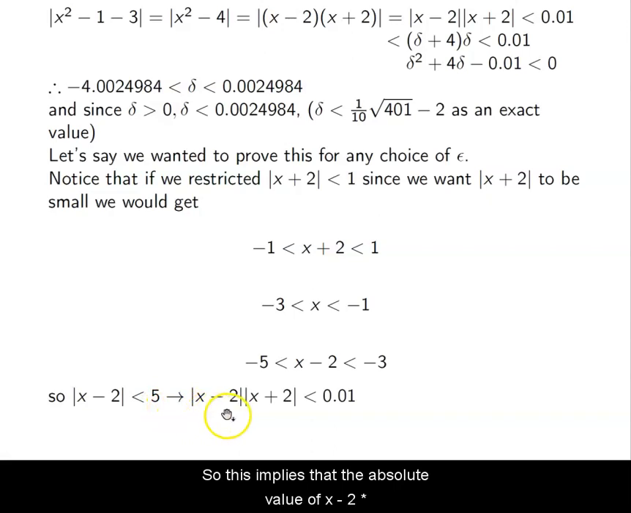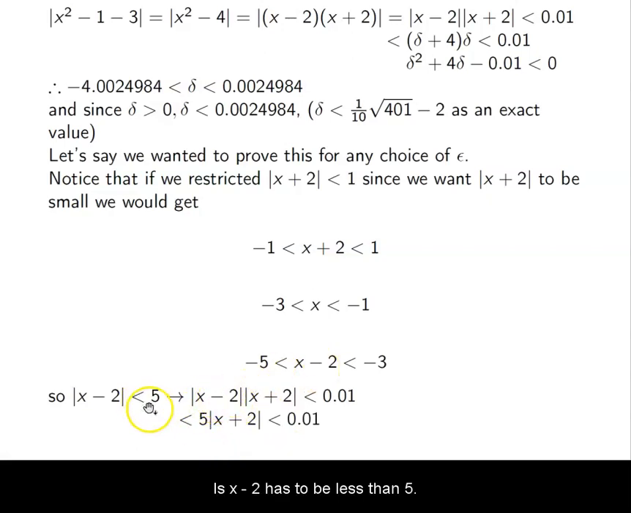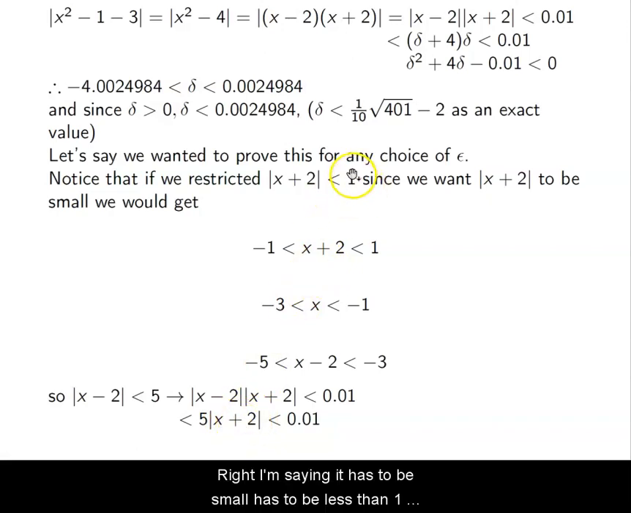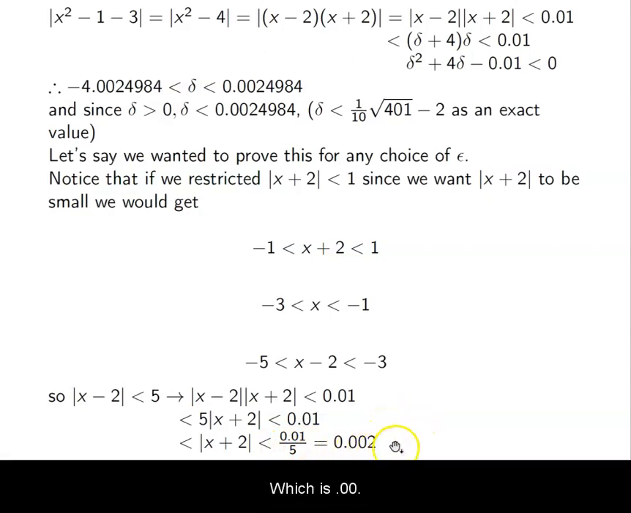Okay, so this implies that the absolute value of x minus 2 times x plus 2, as we saw from up here, being less than 0.01 means that I have 5, because x minus 2 has to be less than 5, times x plus 2. I don't have a bound yet for x plus 2, not in terms of delta. I'm saying it has to be small, it has to be less than 1, but I'm not restricting this yet to say, oh, this is 1. So x plus 2, if I solve for this, has to be less than 0.01 divided by 5, which is 0.002.